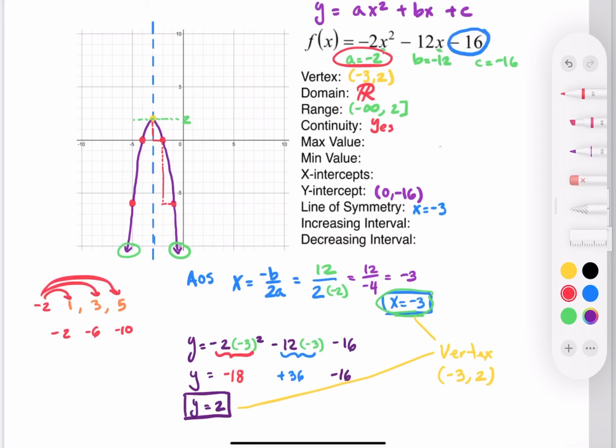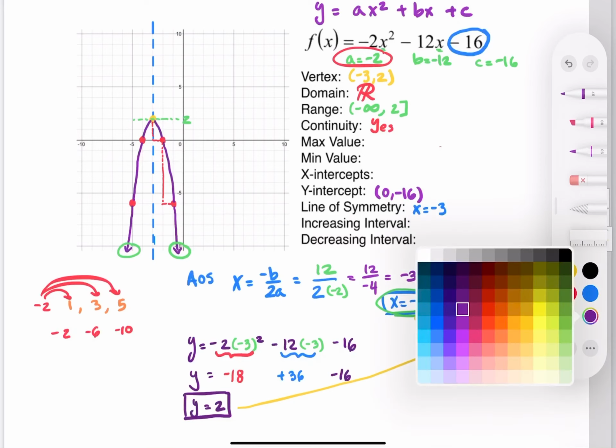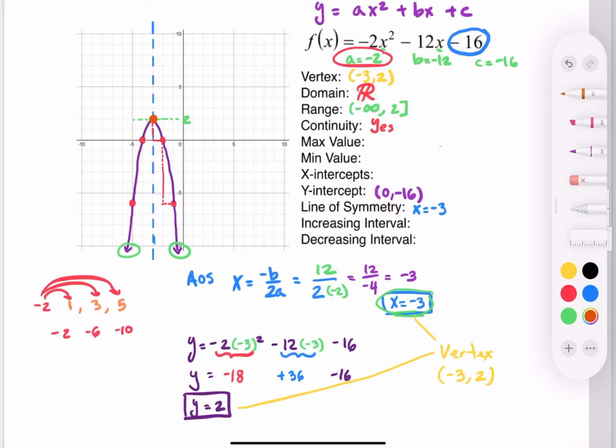And again, we ask ourselves, do we have a maximum or a minimum value? So in this particular case, if I take a look at my vertex, which is located right over here, that's the top of our graph, which means we have a maximum. So our maximum is going to be located at y is equal to 2. We look at that y value. And because we have a maximum, there is no minimum.